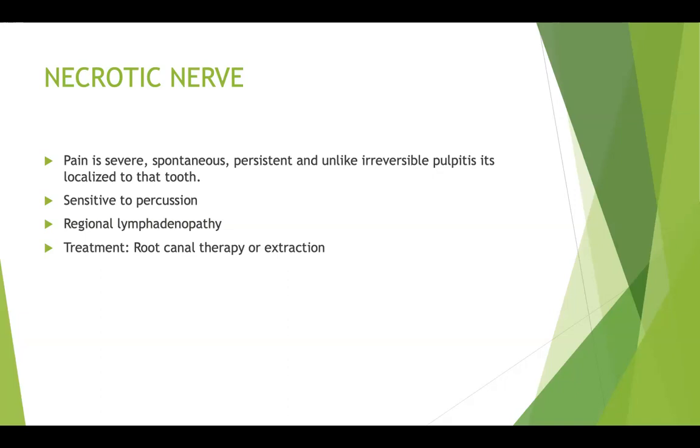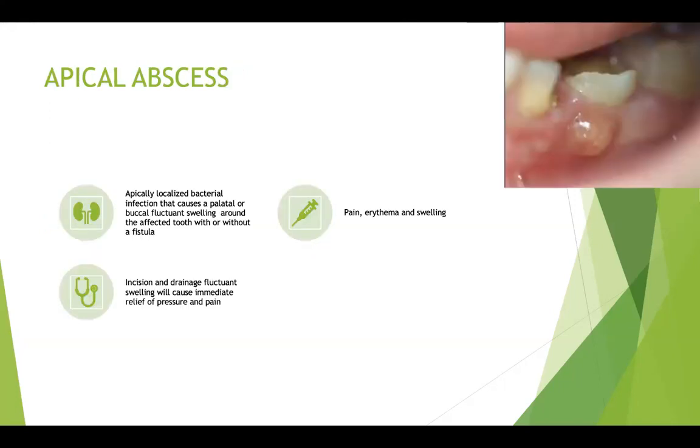Now, for necrotic nerve, it is sensitive to percussion. You can find regional lymph node involvement, and the treatment of choice is obviously root canal therapy or extraction or no treatment. But again, you have to inform the patient of the benefits of the root canal therapy, the disadvantages of the extraction or even no treatment, and what that can cause.